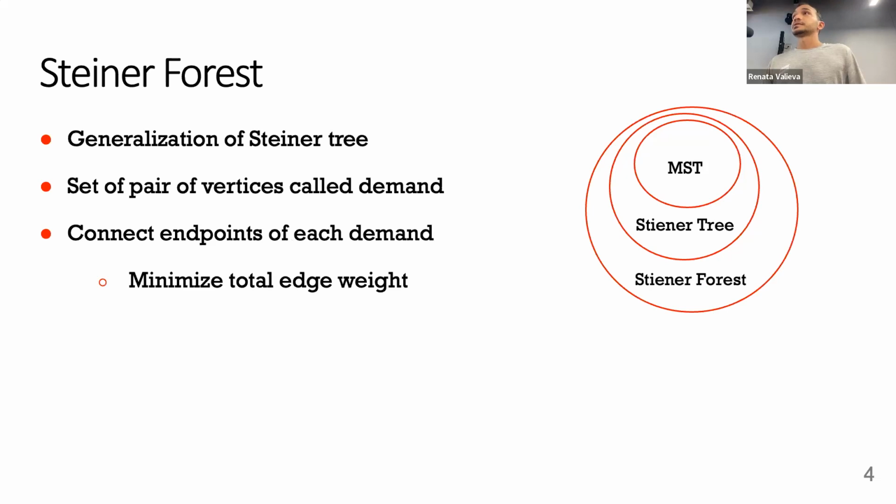And the next problem is Steiner forest, which is a generalization of the Steiner tree problem. In this problem, instead of terminals, we have pairs of vertices called demands. And the objective is to choose a graph with minimum total weight such that all the demands are in the same connected component. So for every demand, both endpoints should be in the same connected component.